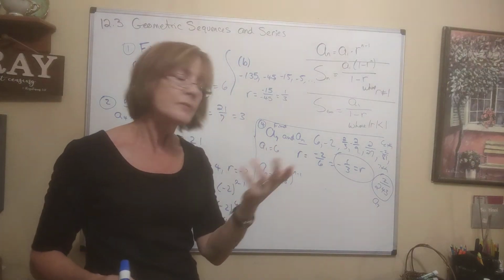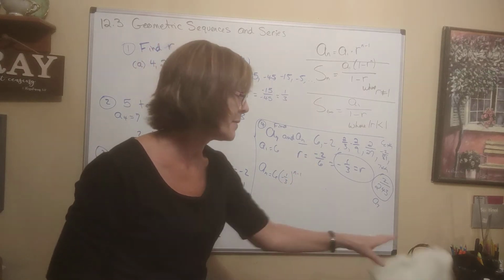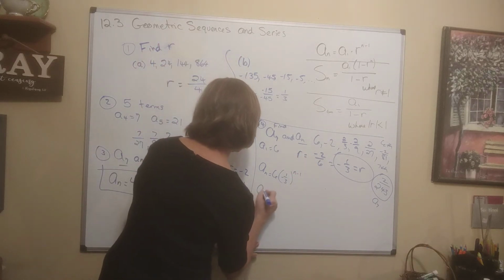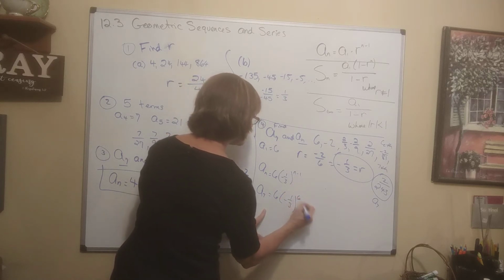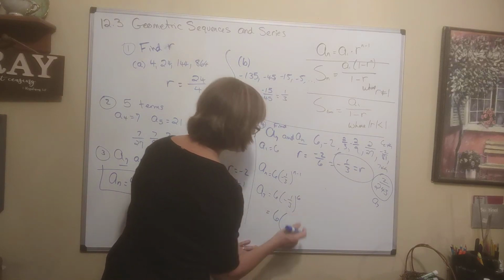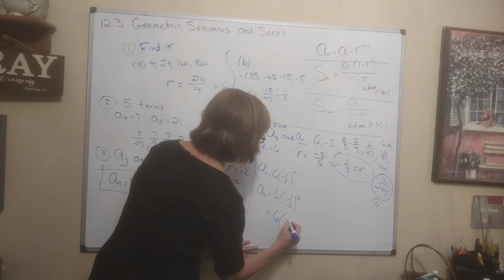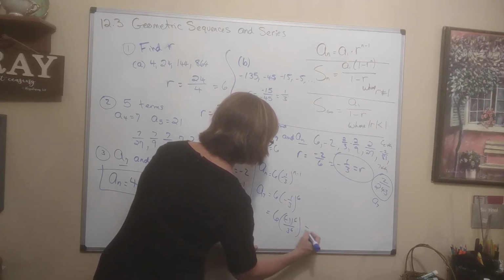I said a sub 7 was 2/243. Let's check it by using the formula we just came up with. So if I want to figure out a sub 7, that's equal to 6 times negative 1/3 raised to the 7 minus 1, or 6th power. So this is the number 6. And so negative 1/3 to the 6th power, you can think of this as negative 1 to the 6th power over 3 to the 6th power. That's how I'm going to think of it.